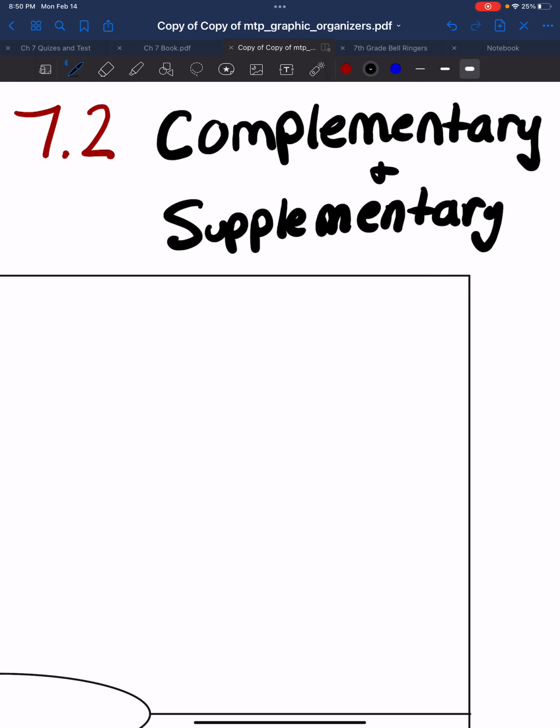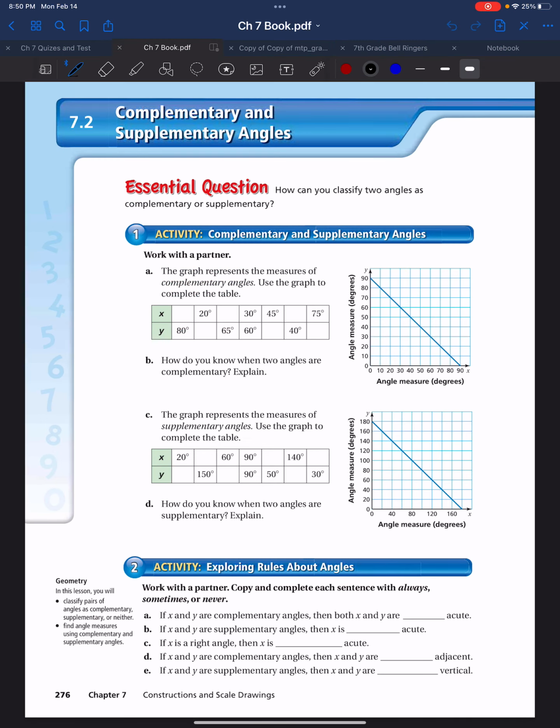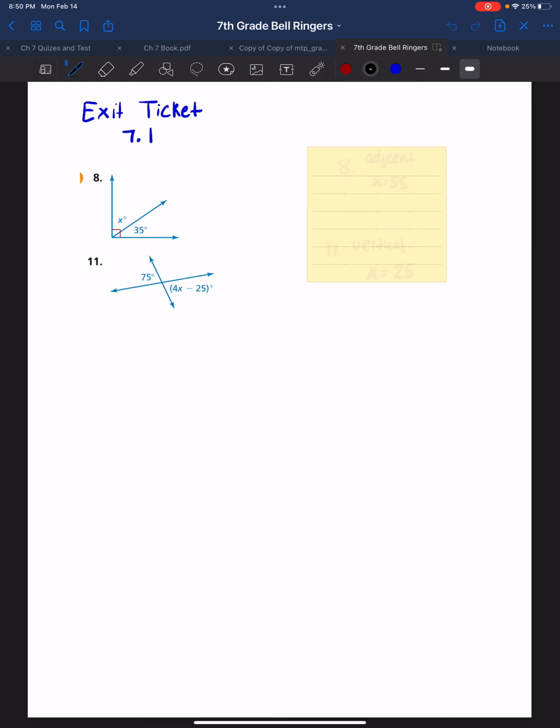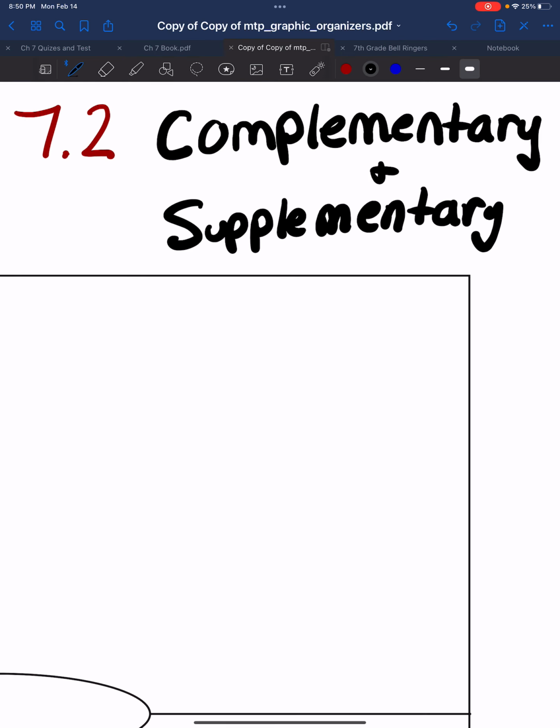Supplementary. Oh my goodness, those are long words. Did I spell both of those right? Yeah, okay. Complementary and supplementary.